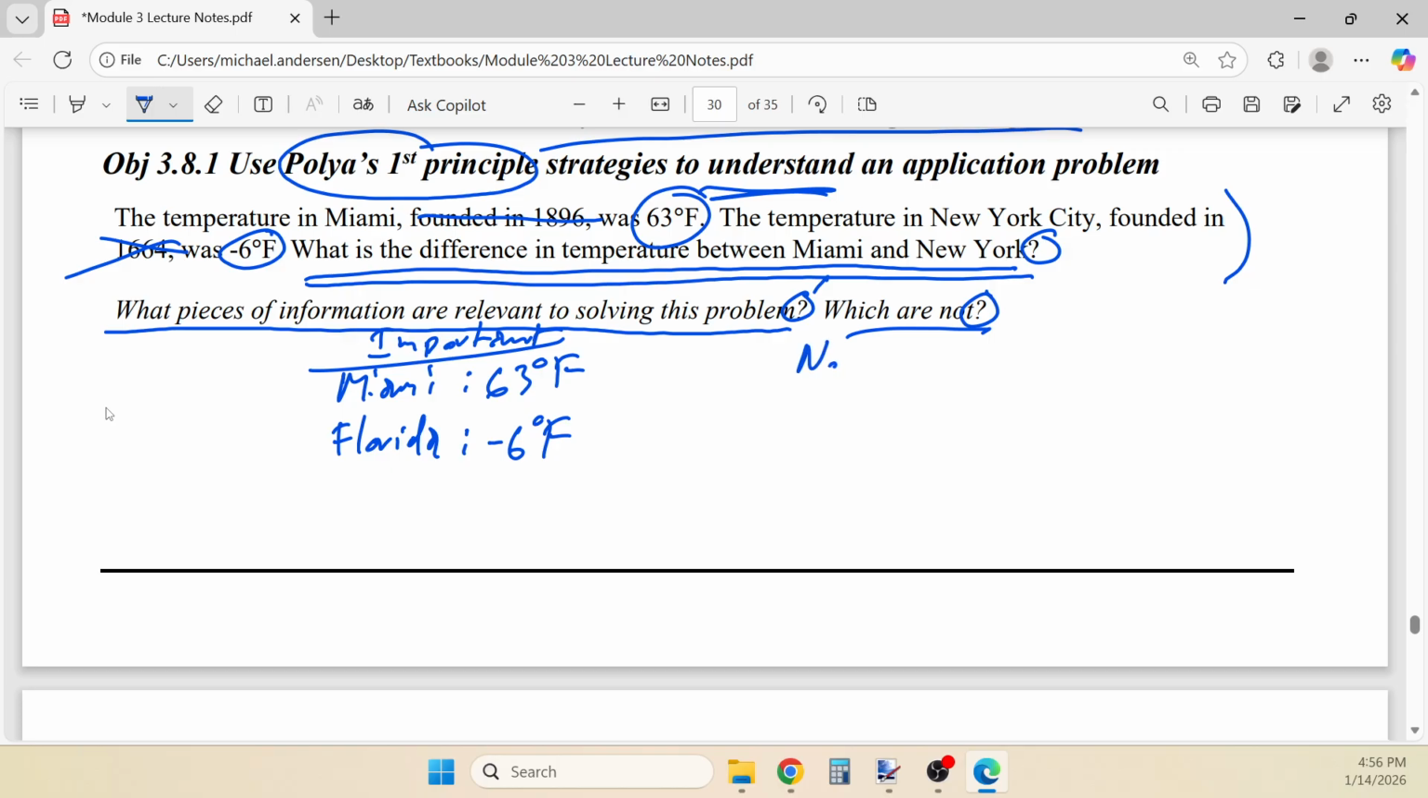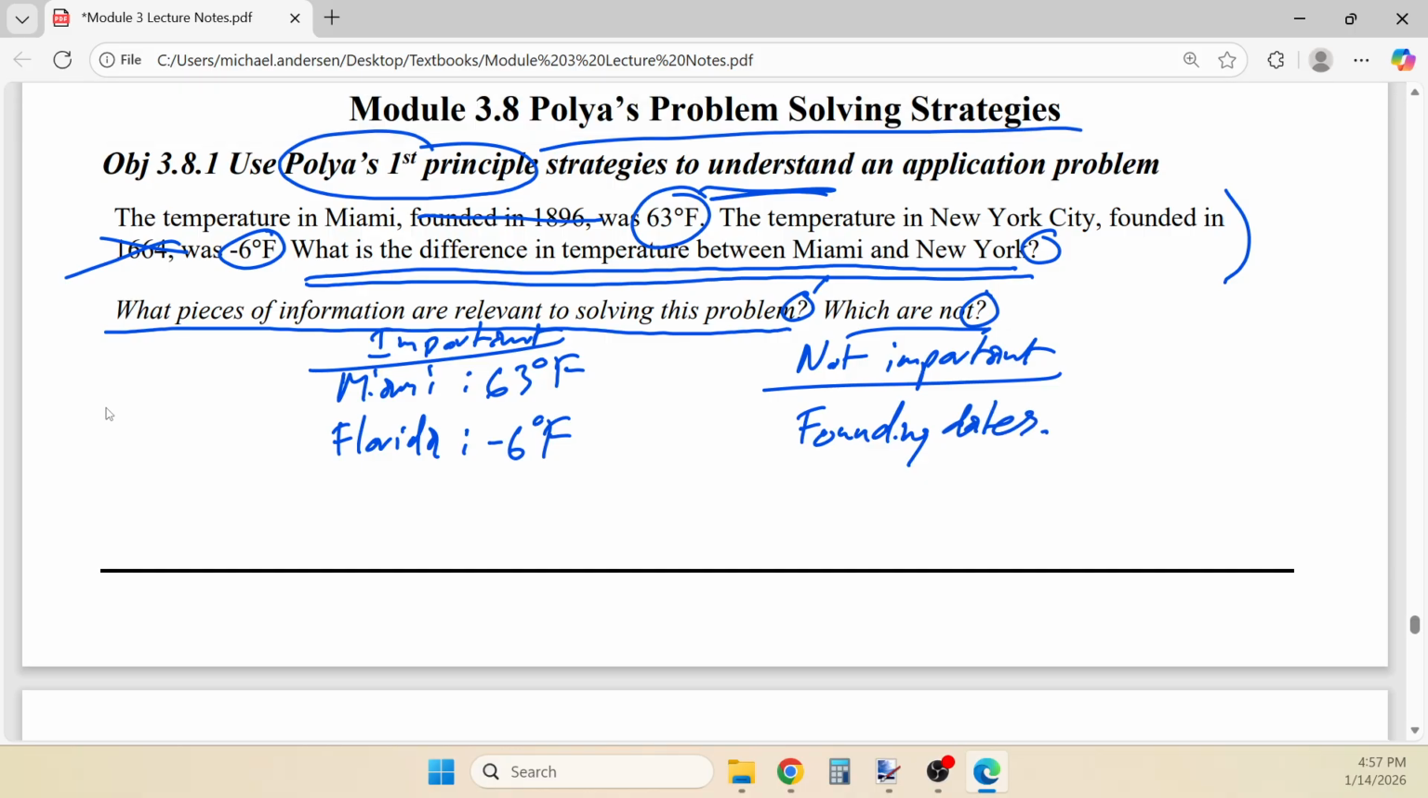And then not important are, well, founding dates. We don't need to know when the cities were founded if the question is about the temperature. That's all you have to do for that question.